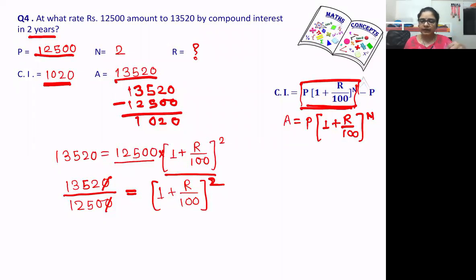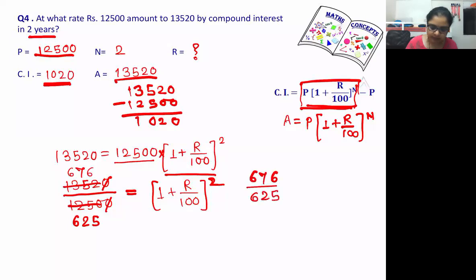We need to reduce that fraction further. Can we divide it by 2? Yes, we can because both are even numbers. Let's divide 1352 by 2. 2 sixes are 12, 1 remainder 5. 2 sevens are 14. And 1 2, that is 2 sixes are 12 again. Here if I divide this by 2, I get 625. So 676 upon 625 equals 1 plus R upon 100 square.